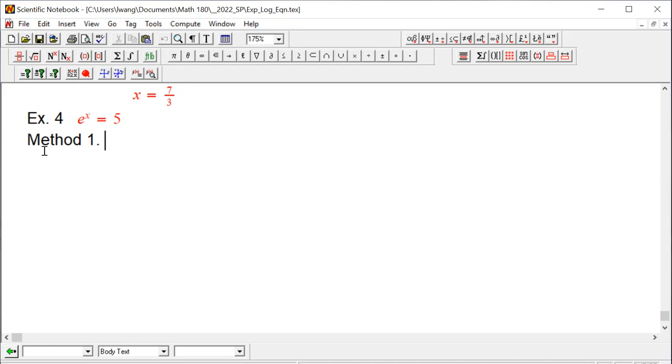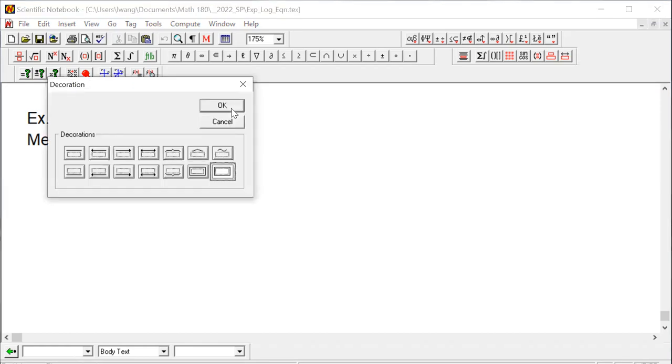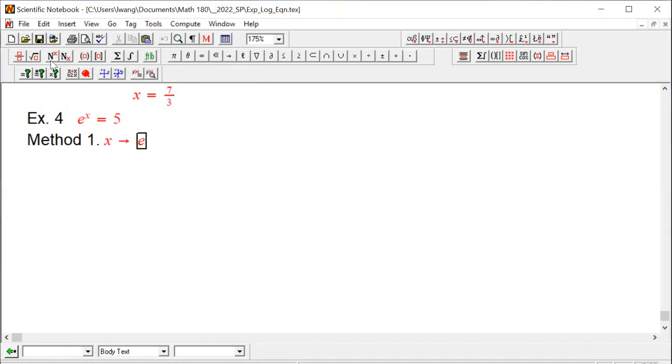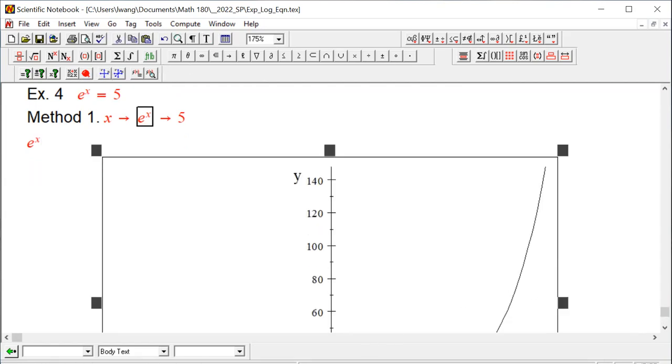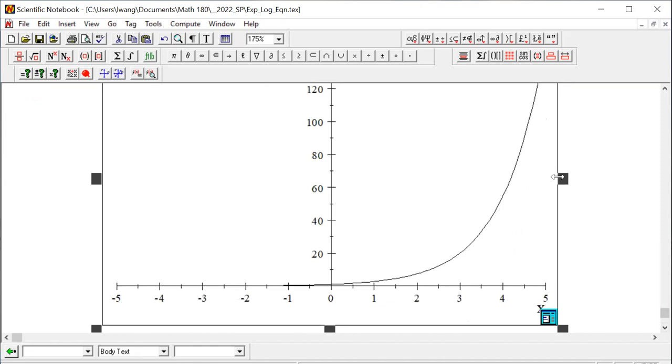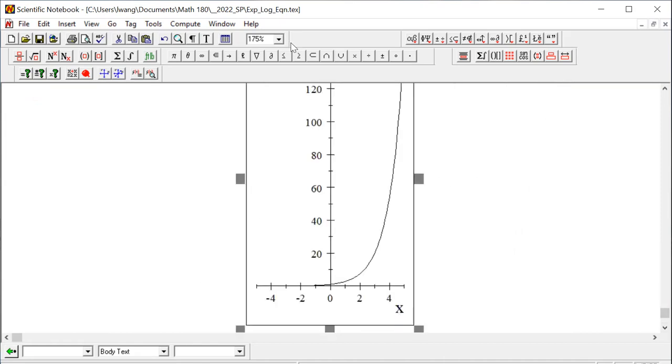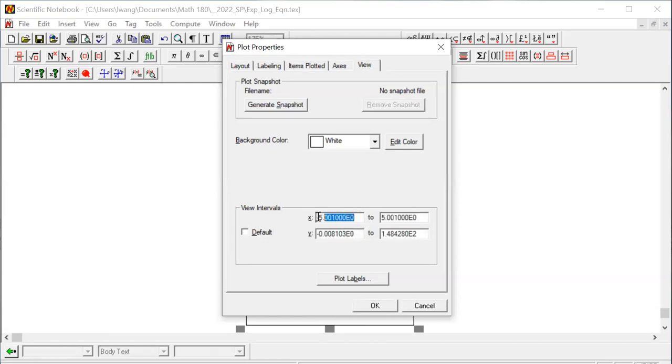In this case, of course, we know the output is going to be a horizontal cut, right? And e to the power x is a function, right? So x is the input for e to the power x, and we know the output is 5. So naturally, we're going to graph it. And here we go. Let me just do a little bit of organizing so we can see the picture better.